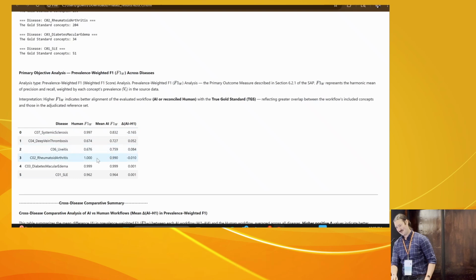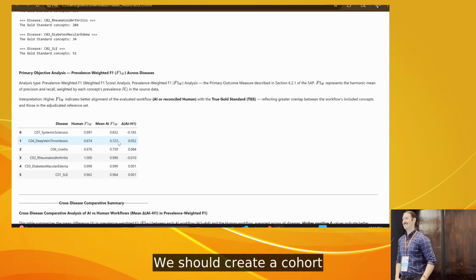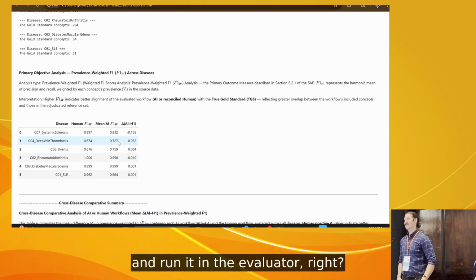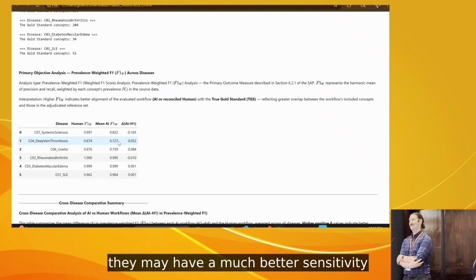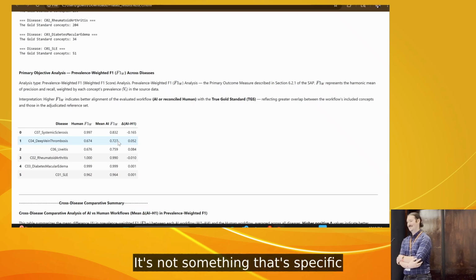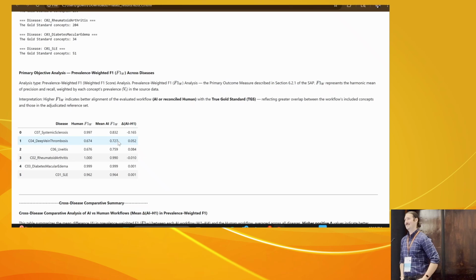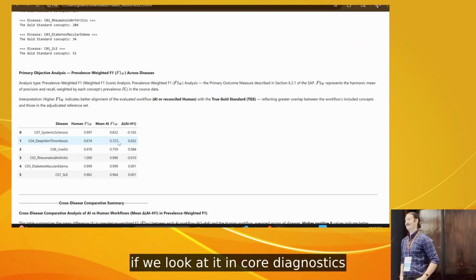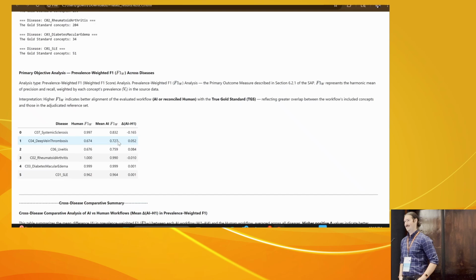Well, let's see. At this stage, we should create a cohort based only on this concept set and run it in the evaluator. Right? Because if the humans made those different decisions about, you know what, most of these are actually DDTs, they may have a much better sensitivity. And that's narrowing it. What I mean is, if we look at it in cohort diagnostics, they kind of infer sensitivity error. You know what I mean?